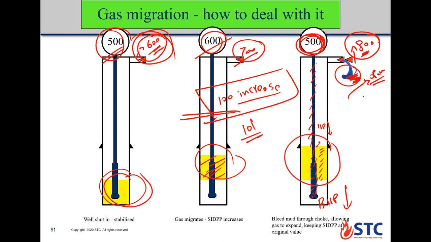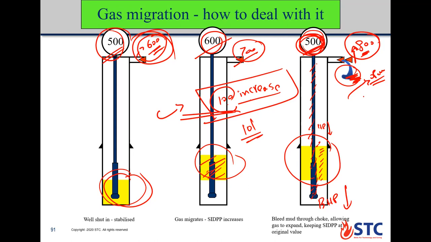Here, once we open the choke to bleed some mud, casing pressure starts to increase to 800, and the drill pipe pressure decreases. So in this case, we allow the gas to migrate and expand at the same time. Gas migrates first, so we have an additional 100 psi. No, I mean in the third case. In the third case, we didn't allow gas migration. We opened the choke to allow gas expansion to reduce the pressure.